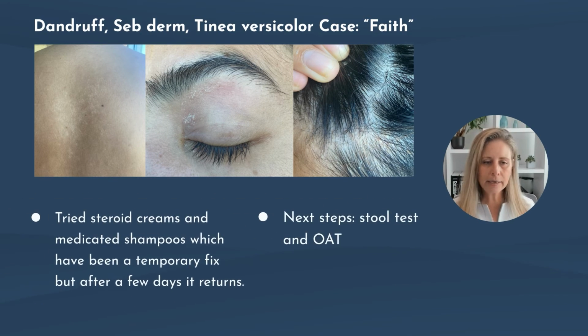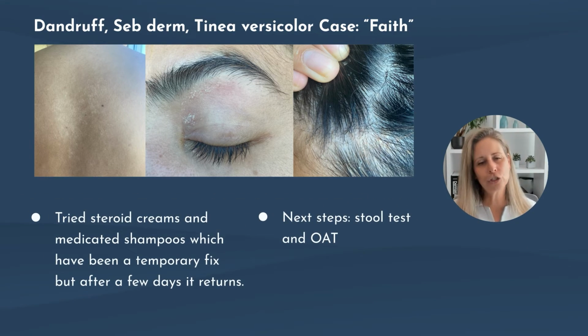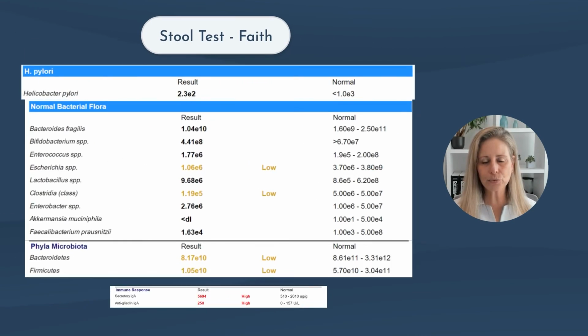So she's tried steroid creams, medicated shampoos like the ketoconazole. Some of them have been a temporary fix, but again, after a few days, it returns, and she's dealing with this most days out of the month. And so it's really a chronic, annoying condition for her. So what are we going to do? Well, I'm going to run that GI-MAP stool test and an OAT on her. So let's look at some of her stool test results.